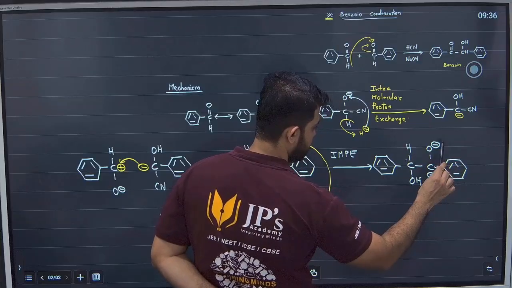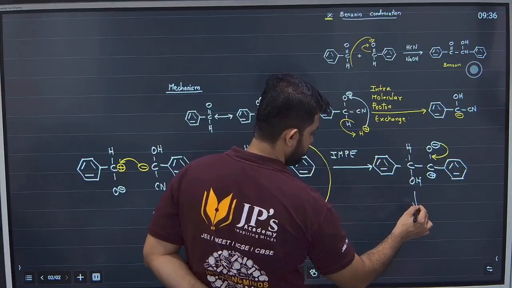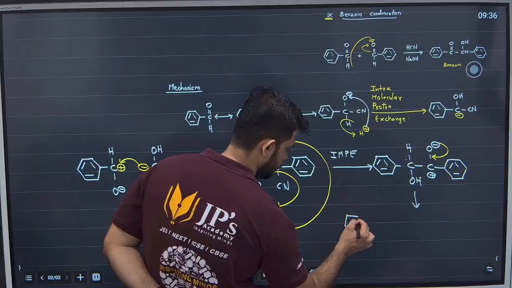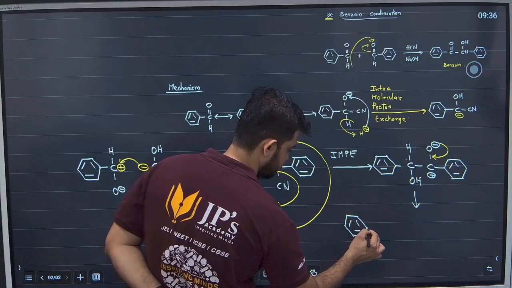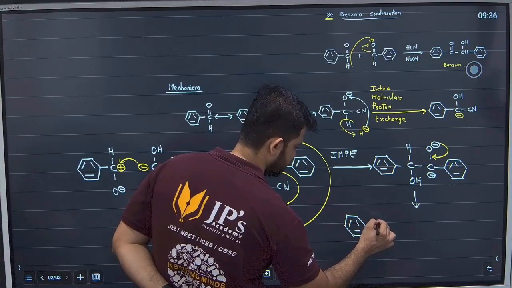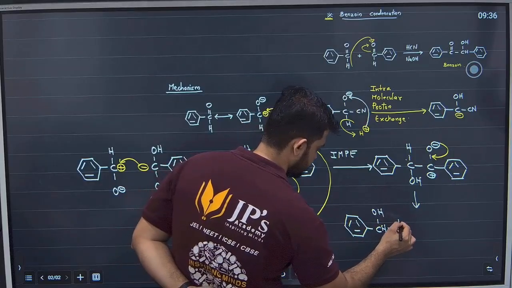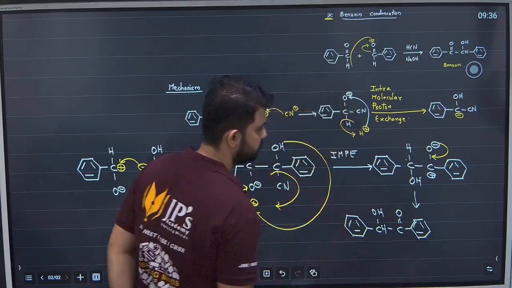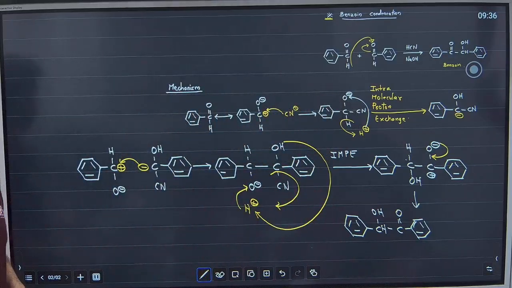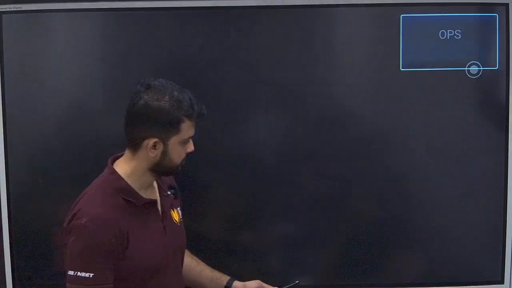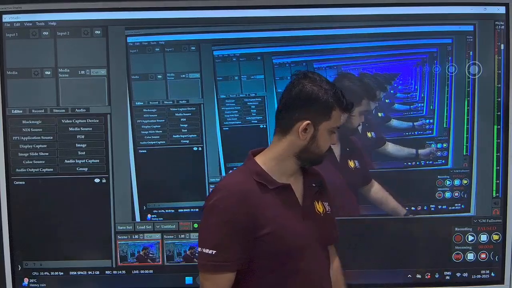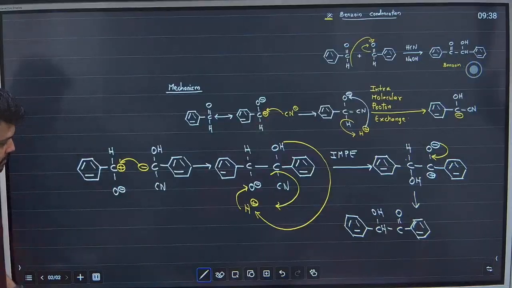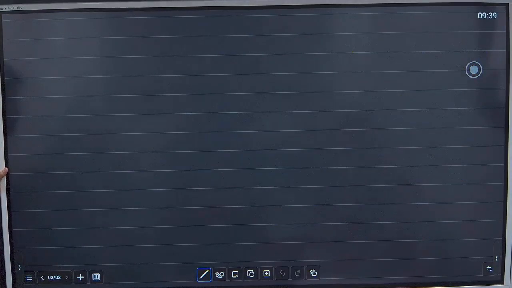And what will happen in the last step, these electrons will come here and form a double bond, which is your benzoin. Benzoin condensation. Did you people get that? Yes or no? Okay, let's move ahead with the next reaction.